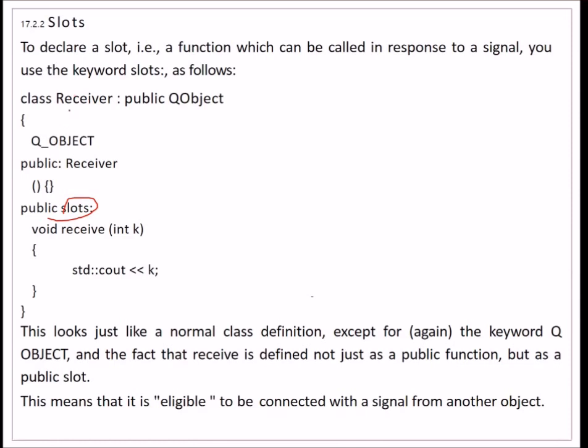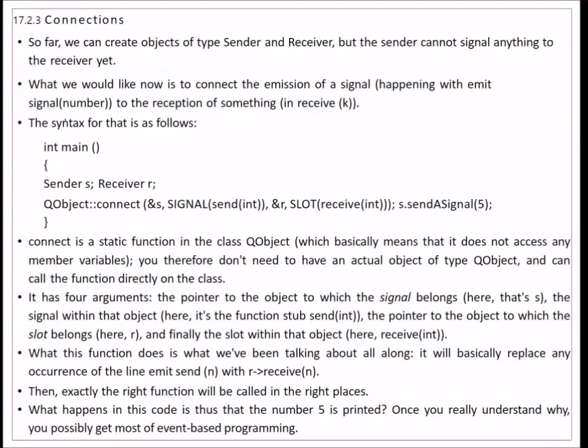So you can have a class called Receiver, which is public QObject. You have a Q_OBJECT. Inside this you have a receiver, public, and then slots, receive. So this looks just like a normal class definition, but for the keyword Q_OBJECT, and the fact that receive is defined not just as a public function, but as a public slot. This means that it is eligible to be connected with a signal from another object as well.